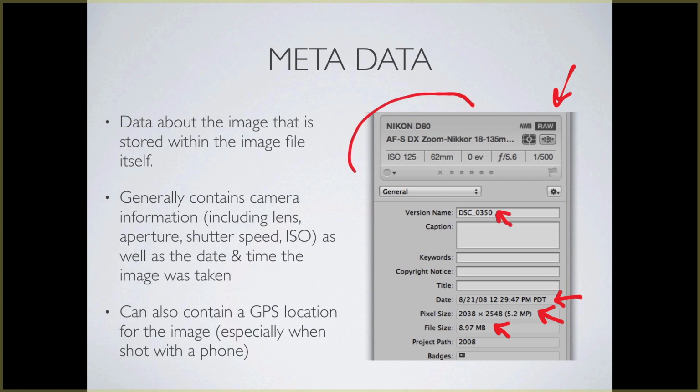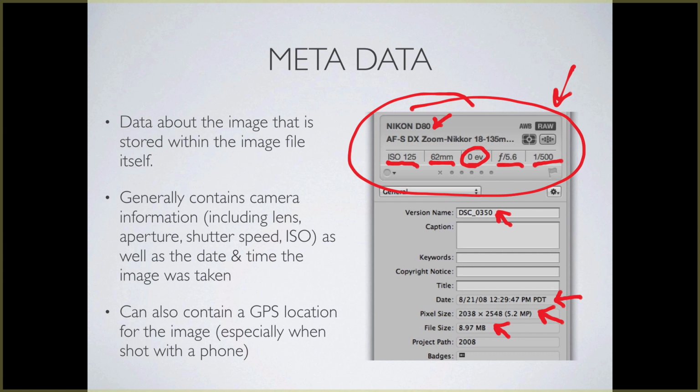But then up here we have even more information. Right here we can say that it was shot with my Nikon D80, which was my camera at the time. We also have an ISO of 125. We talked about what ISO means. That's the sensitivity of the sensor. We can tell what the lens was set at. We can tell what our exposure value was. We can tell what our aperture was. And we can tell what our shutter speed was. All of that information is stored within the file.